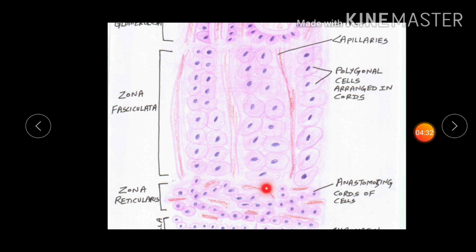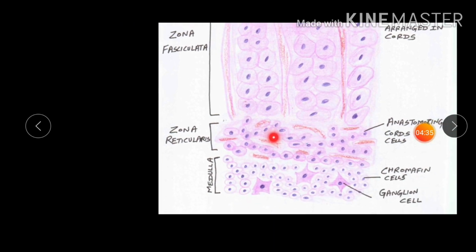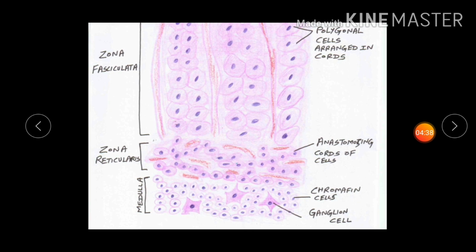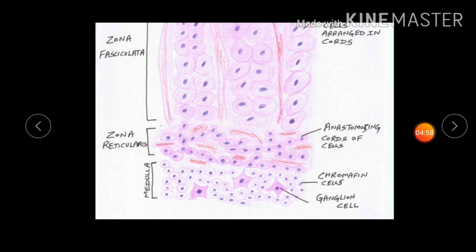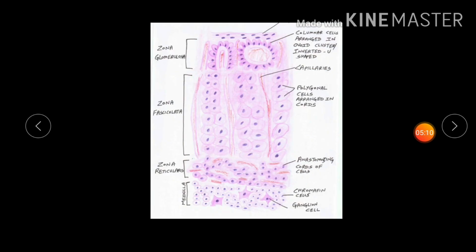After that, on the inner aspect, there is the zona reticularis layer. Again, you can see anastomosing cords of smaller cells, with capillaries in between. In the adrenal medulla you can see light staining cells containing chromaffin material. The majority of the cells are of the chromaffin type, and in between these chromaffin cells there are darkly stained cells known as ganglion cells. So this is the schematic H&E diagram of the adrenal gland. Thanks a lot.